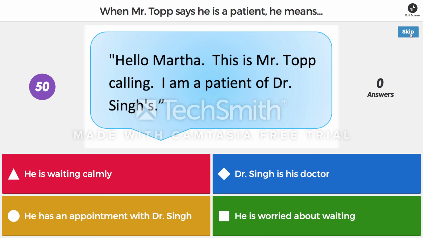Hello, Martha. This is Mr. Top calling. I am a patient of Dr. Singh's. So when Mr. Top uses the word patient, does he mean that he is waiting calmly, that he has an appointment with Dr. Singh, that Dr. Singh is his doctor, or that he is worried about waiting? So if we think back to our vocabulary lesson, there were 2 meanings for the word patient.